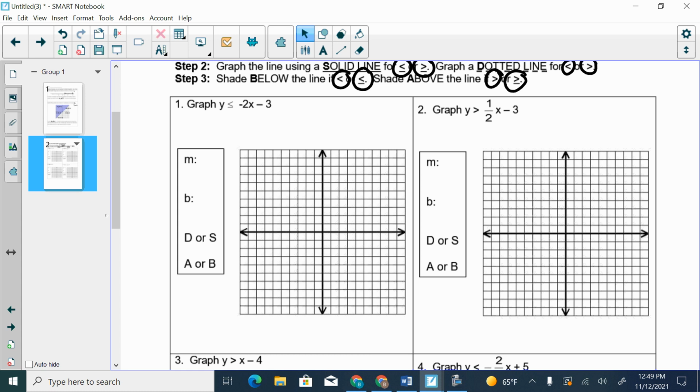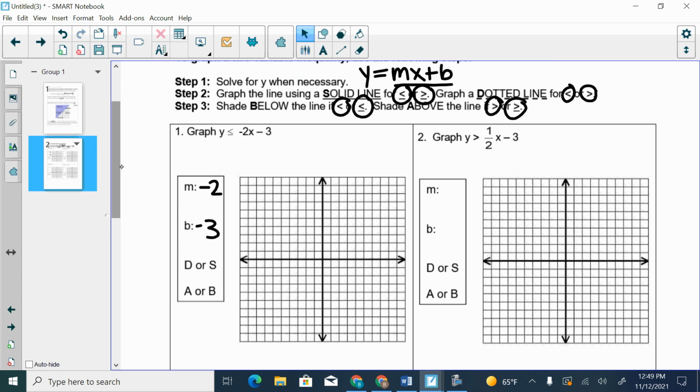So on number 1, is this in y equals mx plus b form? Yes. So we're good there. We don't have to do any rearranging. They want us to identify over here these items. So what is our m, or our slope? Perfect. And what is our b? Right. And then they have D or S. So they want us to choose if our line should be dotted or solid. So remember, to choose that, you look at whether it has the line or not.